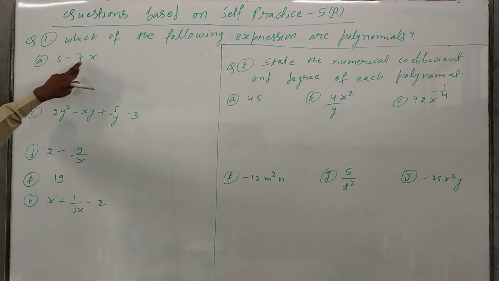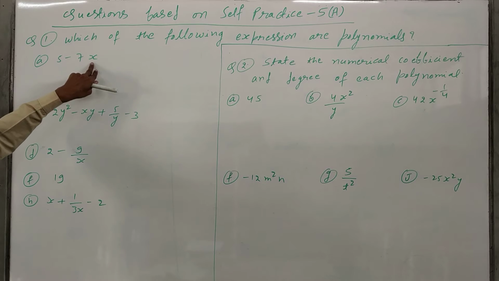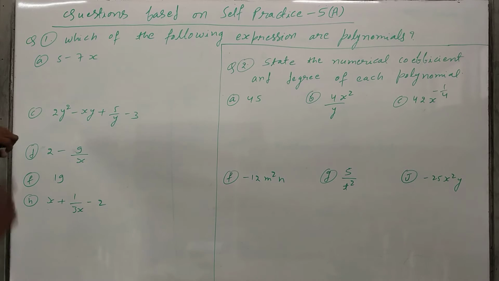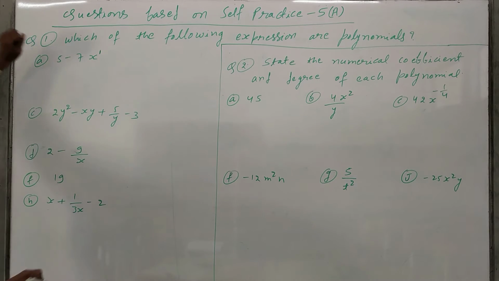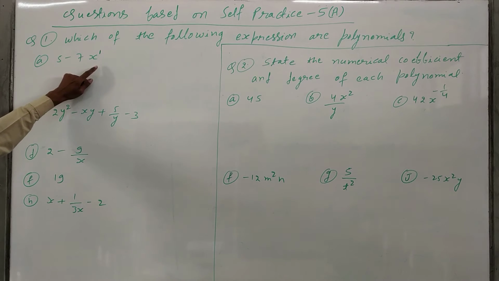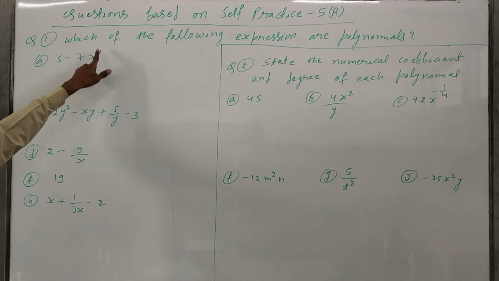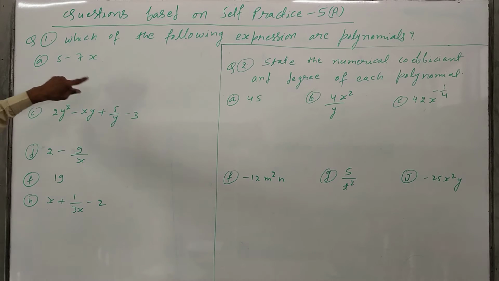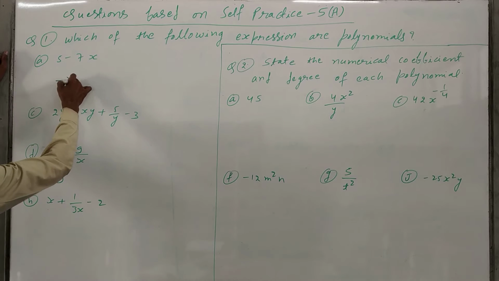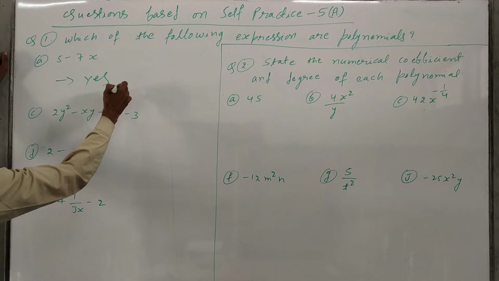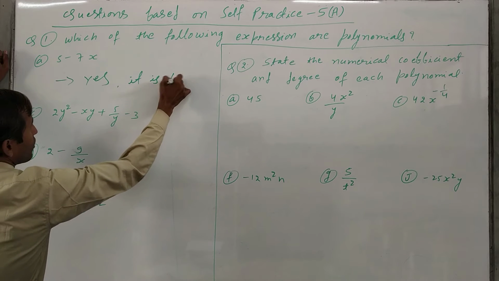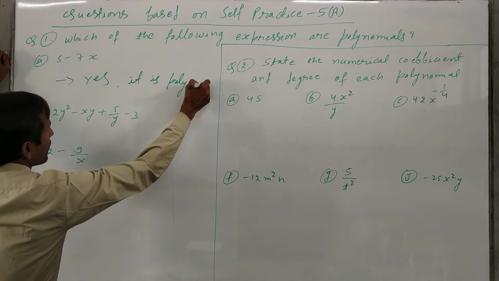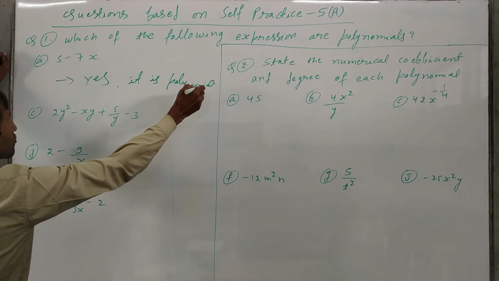This one is the constant, this one is also a constant coefficient, and this one is called the variable. The variable has nothing written, which means power 1 is there. Okay, so it is a positive power only, 1 means positive power. So it is a polynomial. Yes, the answer is yes, it is a polynomial.